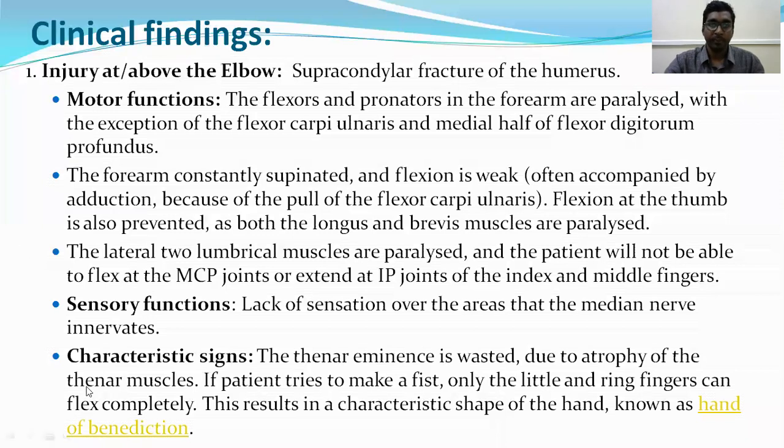Sensory function: lack of sensation over the areas supplied by the median nerve. Characteristic signs: the thenar eminence is wasted due to atrophy of the thenar muscles, and if the patient tries to make a fist, only the little and ring fingers can flex completely. This results in a characteristic shape of the hand known as hand of benediction.